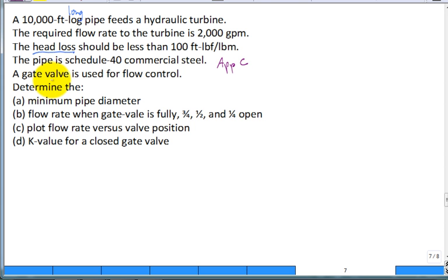Okay, a gate valve is used for flow control. Now, a gate valve is just what it sounds like. I have a pipe, I have something that slides up and down, and it's a gate. Chunk, chunk. Gate valves can shut it off, and they can open it up. And do you think a gate valve is good to throttle the flow with? Probably not. It's probably just to open it and close it, like an isolation valve. That would be a gate valve.